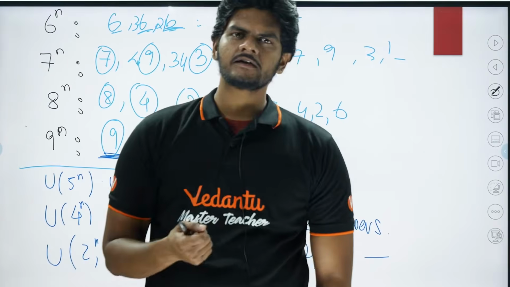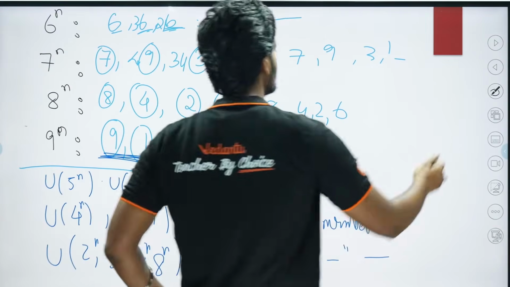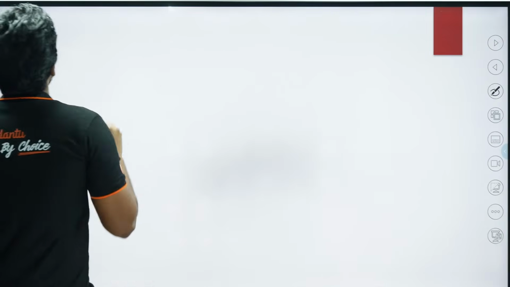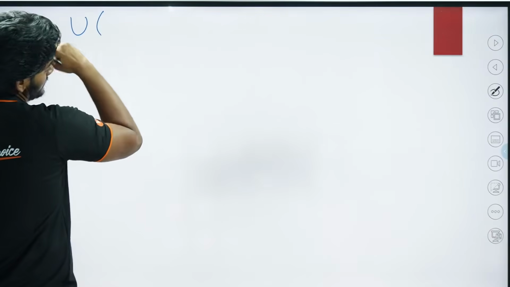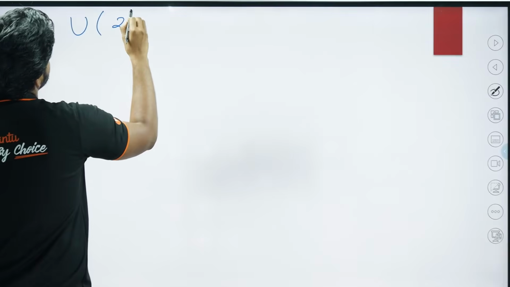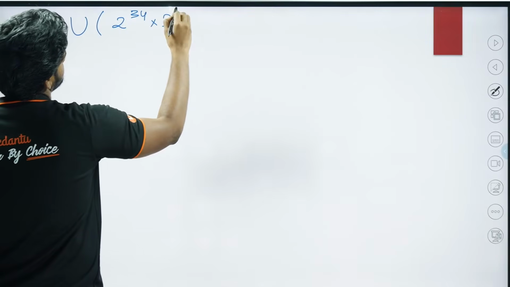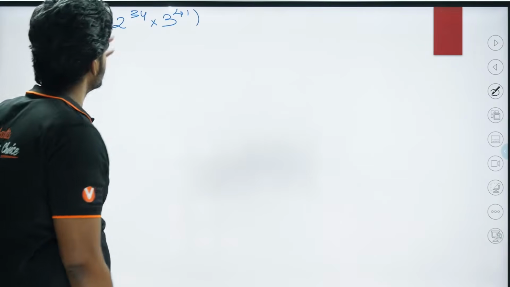So how do I write it down? Can I formulate it? I think we can formulate it, right? So let me think about it. You also think about it. Can I find the unit digit of 2 power 34 into 3 power 41? Yeah, is that possible?